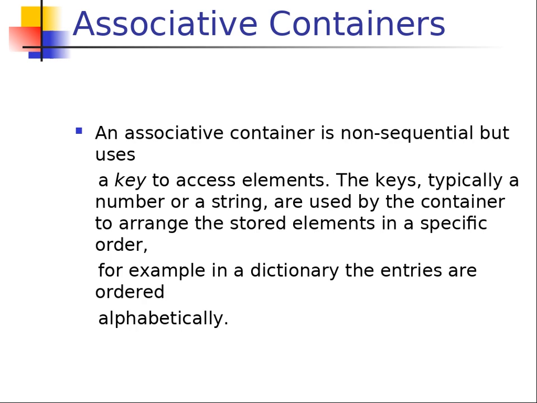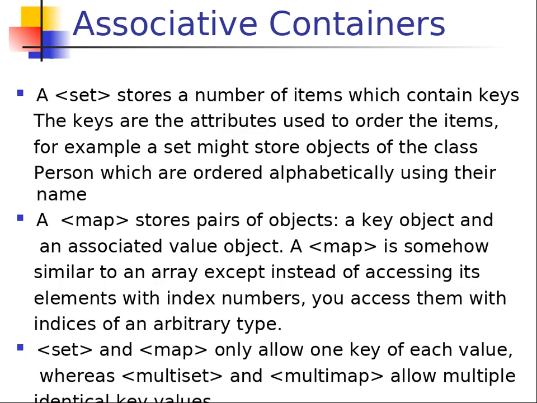All right, an associative container is used not sequentially, but has a key to access its elements, typically a number or a string. All right, for example, a dictionary, or sometimes called a hash table, or an associative array. These are all going to be used interchangeably. The entries are ordered alphabetically, but you may access them differently.